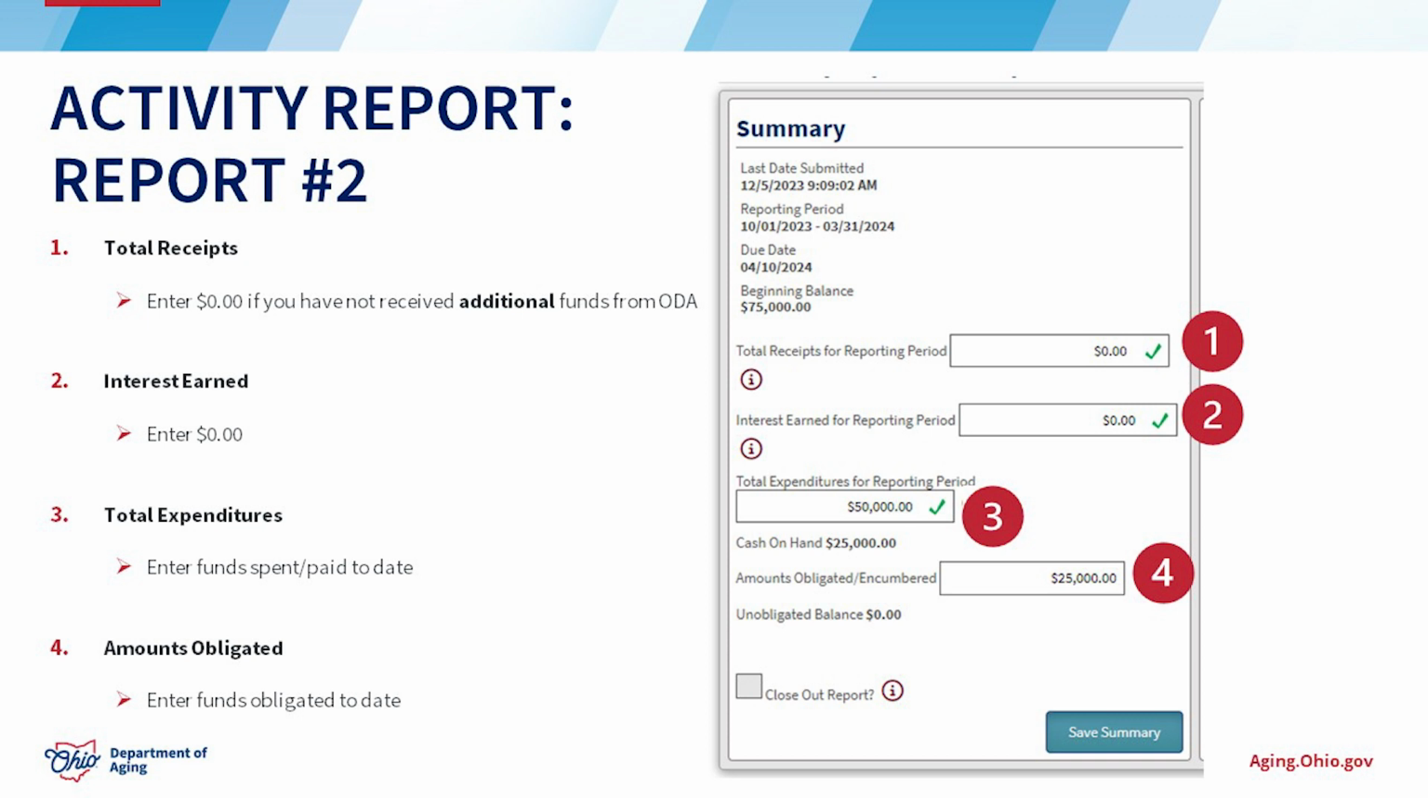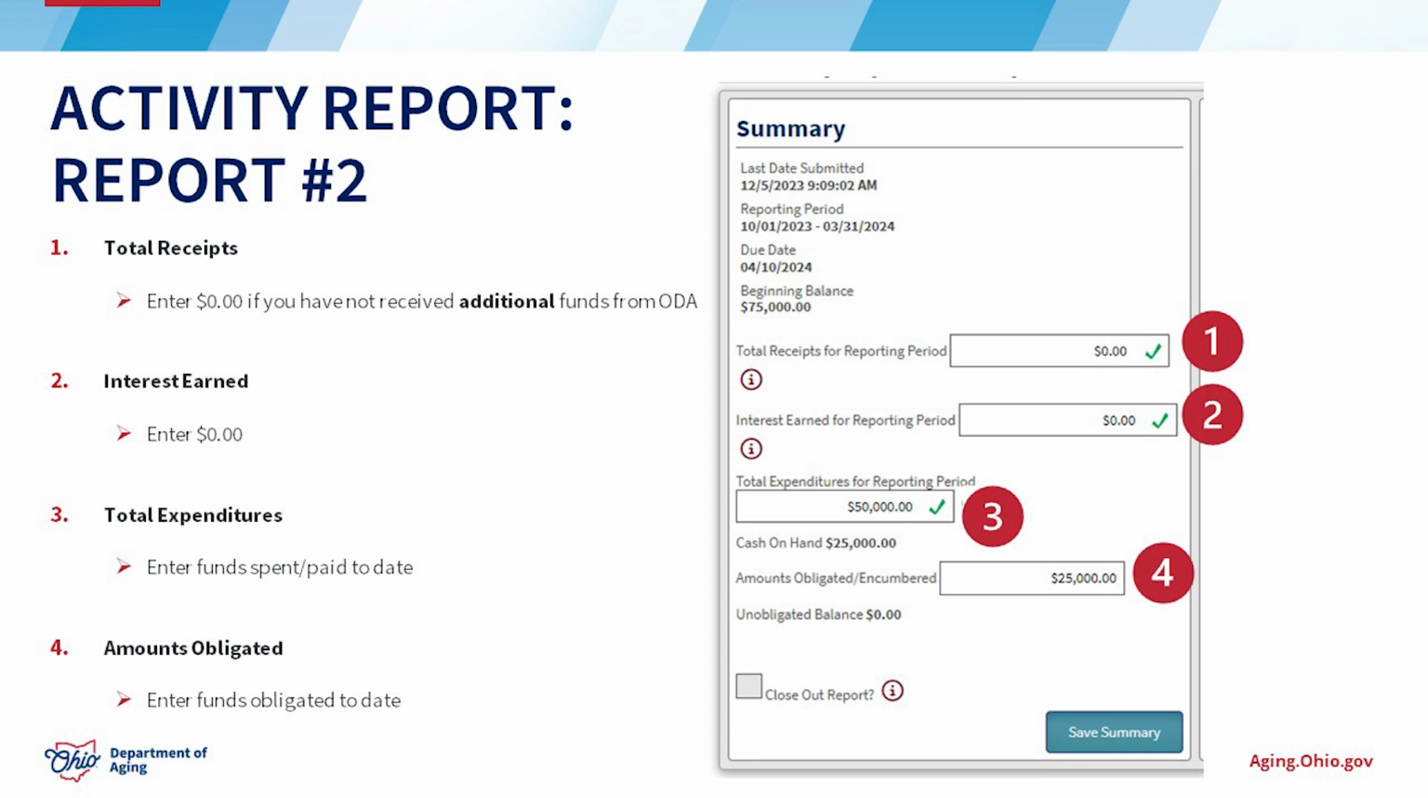Keep in mind our total grant award was $100,000, and to date, we reported that we had expended $25,000 on our last activity report. That left us with a cash on hand balance of $75,000. That means for our second report, we start with a total of $75,000 as our beginning balance, and we will only report on that cash on hand for this reporting period.